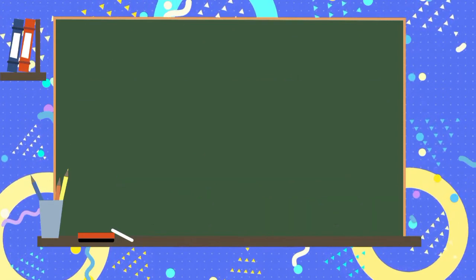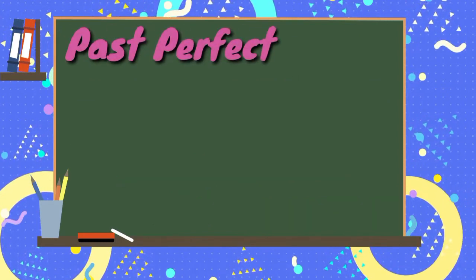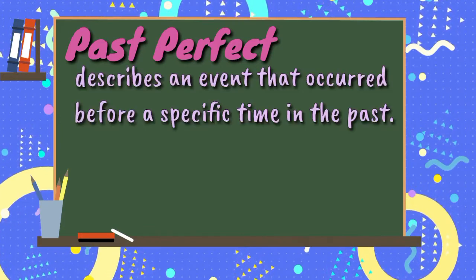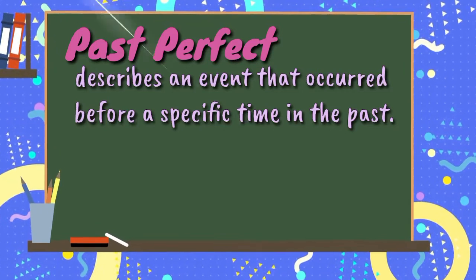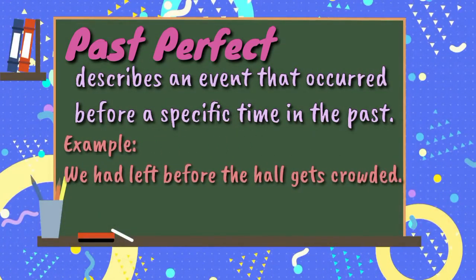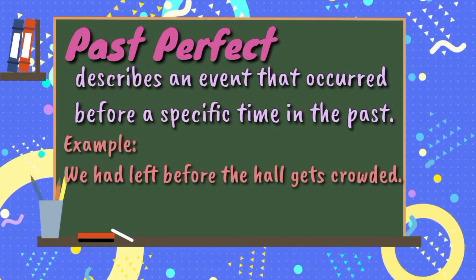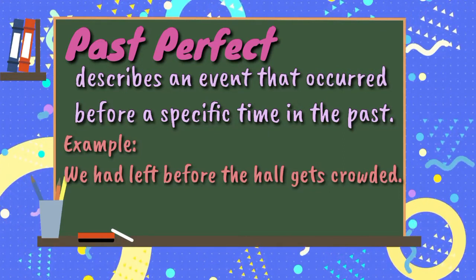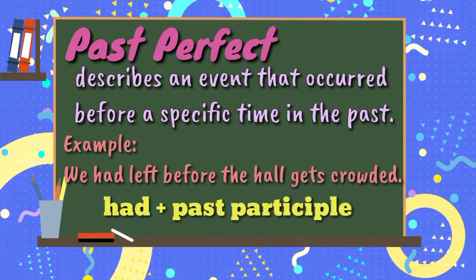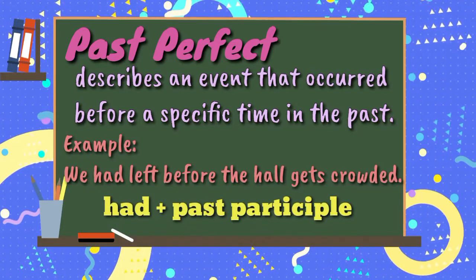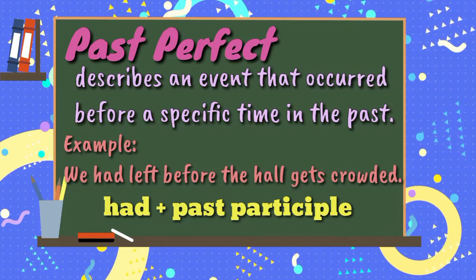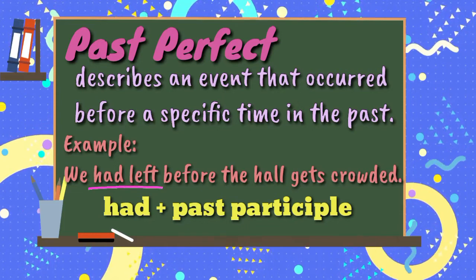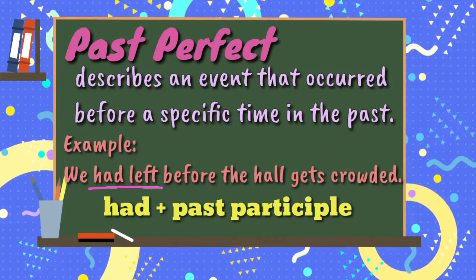Let us discuss first the past perfect. Past perfect describes an event that occurred before a specific time in the past. For example, we had left before the hall gets crowded. In forming the past perfect, we use had plus the past participle form of the verb. Just like our example, had plus the past participle form of the verb leave, which is left.